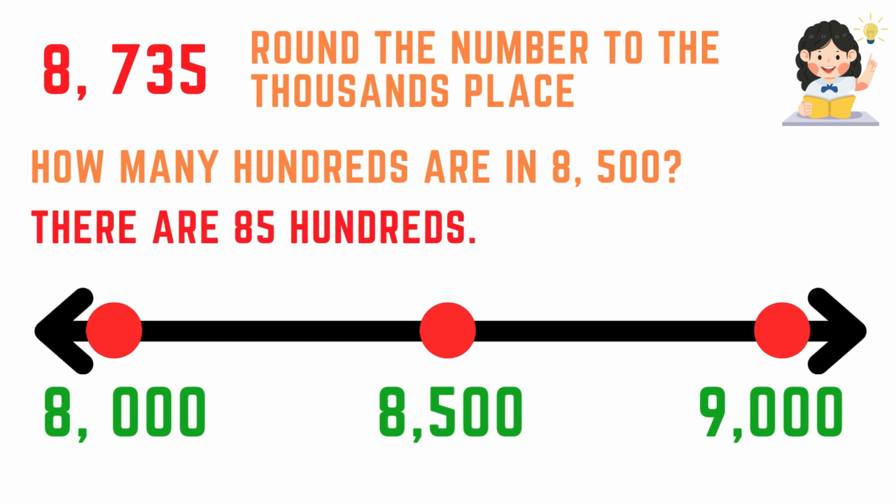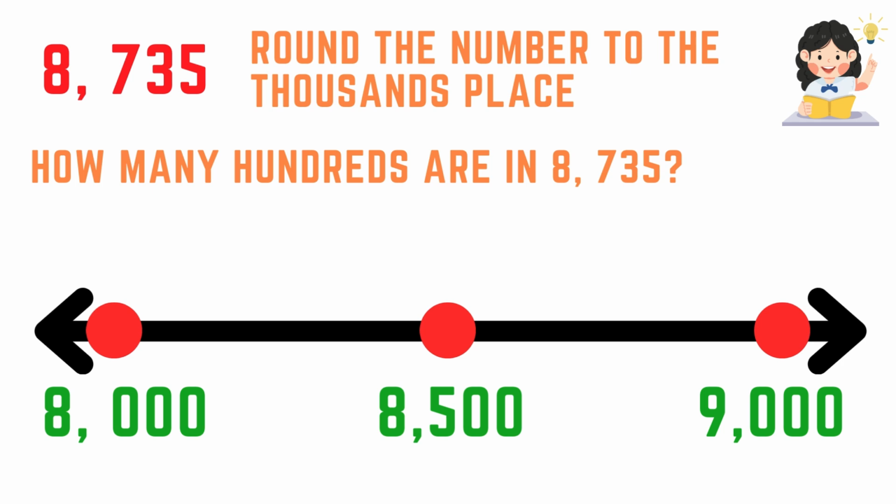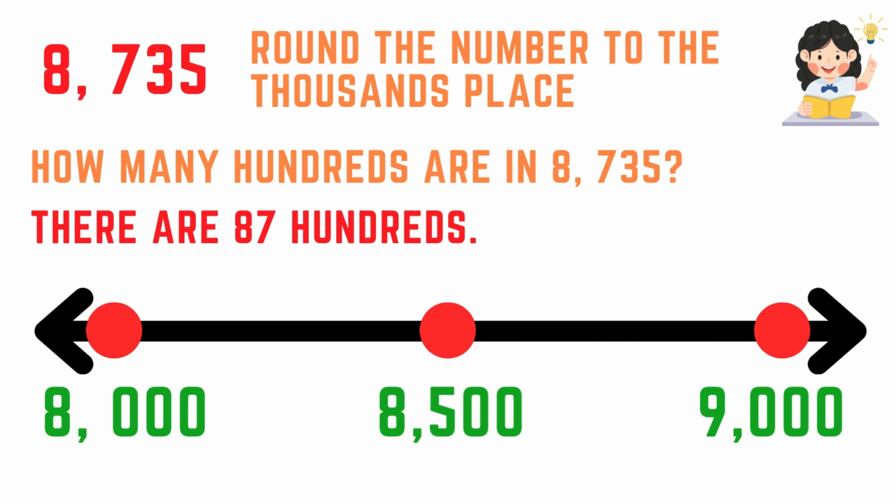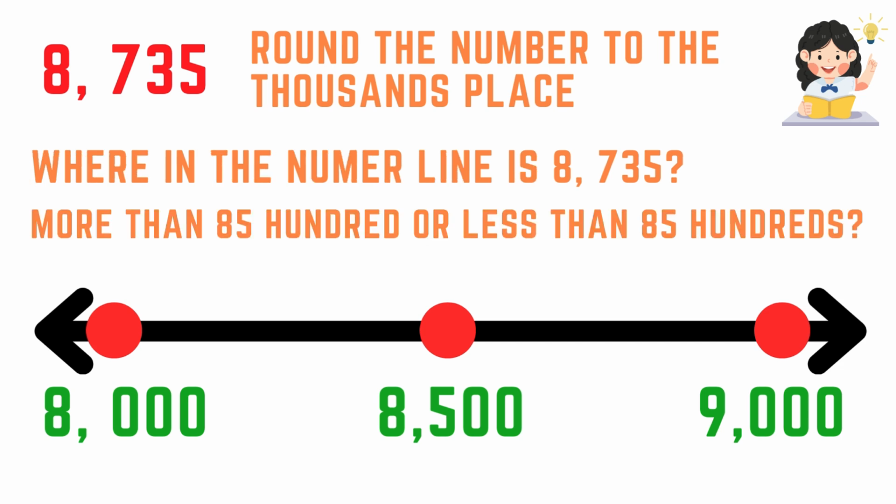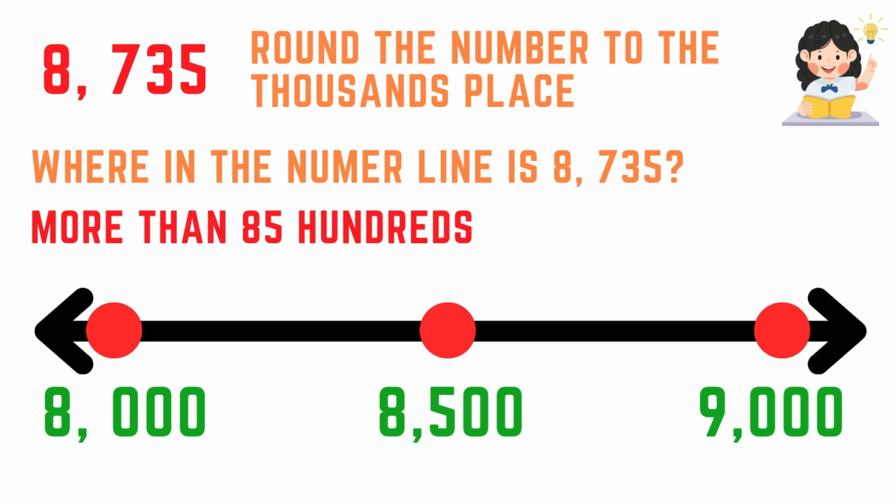How many hundreds are in 8,500? There are 85 hundreds. How many hundreds are in 8,735? There are 87 hundreds. Where in the number line is 8,735? Is it more than 8,500 or less than 8,500? Great job. It is more than 8,500.